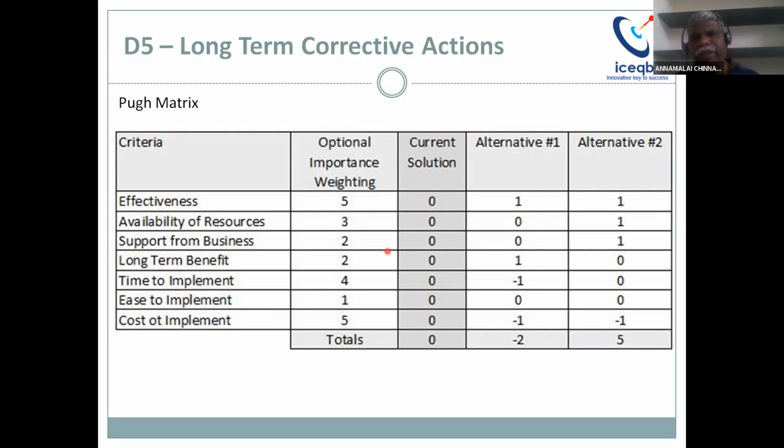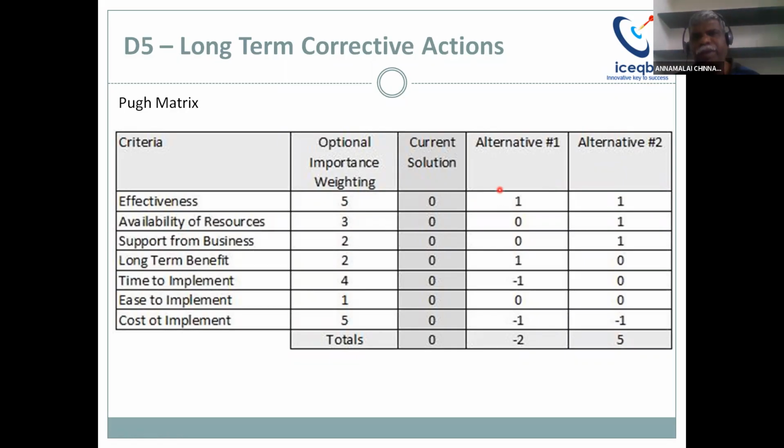Then for the current process, I will just give a 0 rating. And then for whatever alternative solutions there are, alternative 1, 2, 3, for each of the criteria I will compare with the current process, whenever I implement alternative solution 1. If that will improve the process, then I give a rating of 1. If that particular criteria is not going to be affected at all, then I will give a rating of 0.